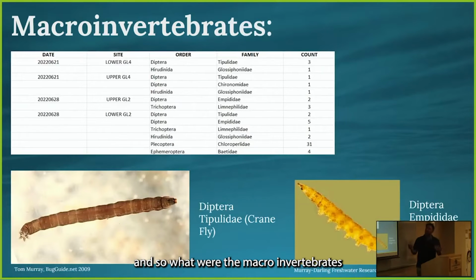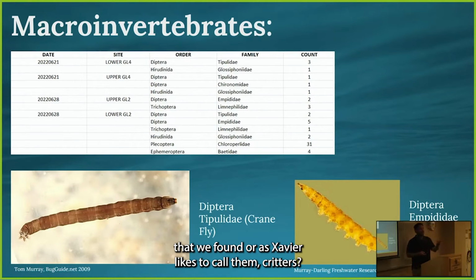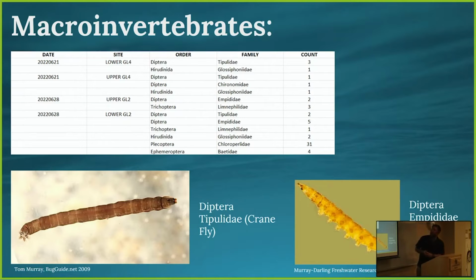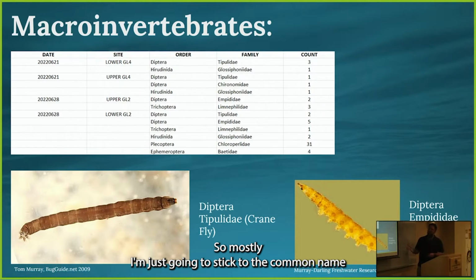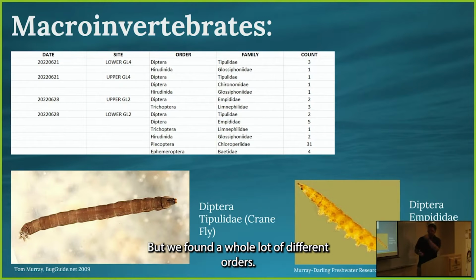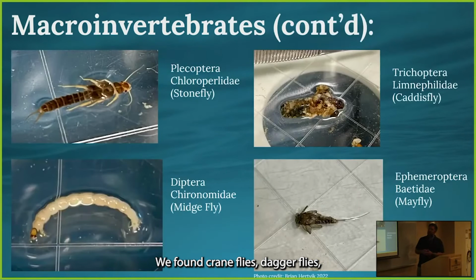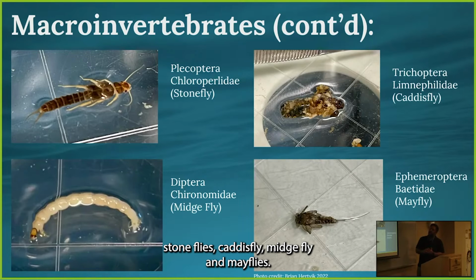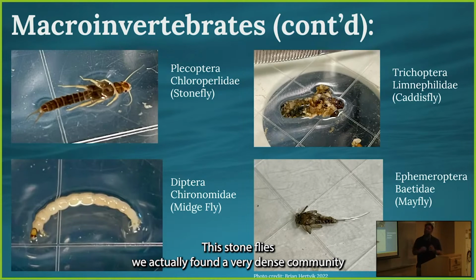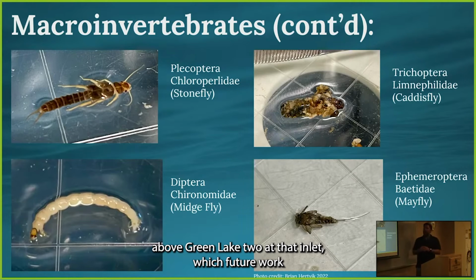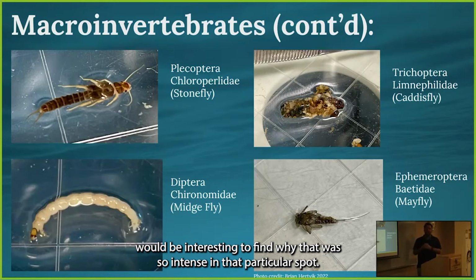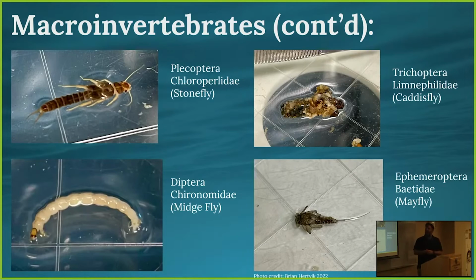And so what were the macroinvertebrates that we found, or as Xavier likes to call them, critters? Mostly, I'm just going to stick to the common names so it's easier to understand, but we found a whole lot of different orders. We found crane flies, daggerflies, stoneflies, caddisfly, midgefly, and mayflies. The stoneflies, we actually found a very dense community above Green Lake 2 at that inlet, which future work would be interesting to find why that was so condensed in that particular spot.